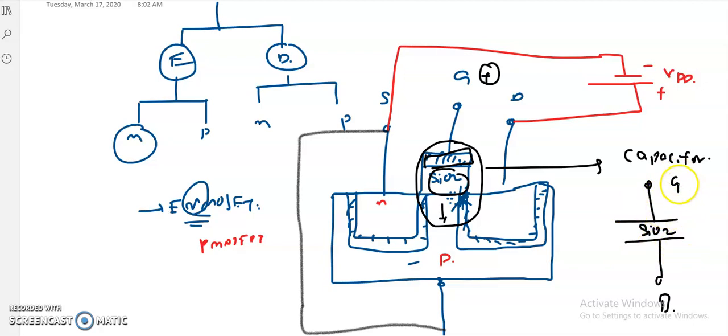Whenever, in a capacitor, one plate is positive, then obviously the second plate is negative. That means if we apply the positive voltage to the gate, then obviously the negative voltage will be developed at the bulk. Or else you can understand this in some other way. If you are applying the positive voltage to the gate, then this positive voltage attracts the electrons towards the channel or the bulk, I mean at this place.